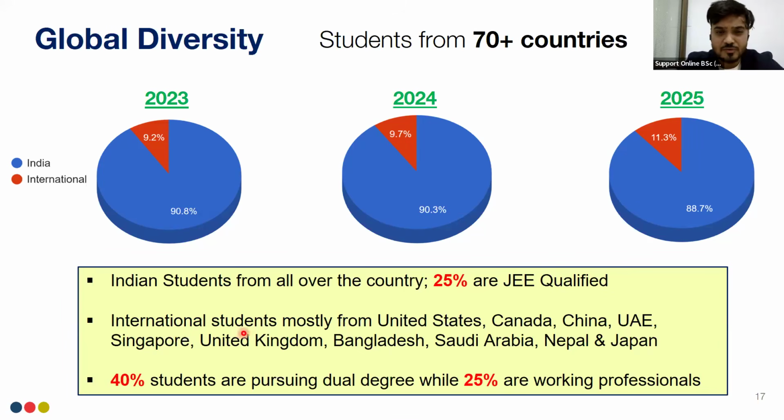We have international students, mostly from the United States, Canada, China, UAE, Singapore, United Kingdom, and so on. There are 40% of students who are pursuing dual degrees. So they are pursuing this degree as an online degree, and also pursuing an offline degree as well, while 25% are working professionals. They are working in various companies like ACL, Deloitte. Some are doctors, some are engineers, some are PhDs as well, working and also pursuing this degree simultaneously. Because a lot of flexibility is offered, you can do this degree completely in online mode while engaging yourself in other activities.